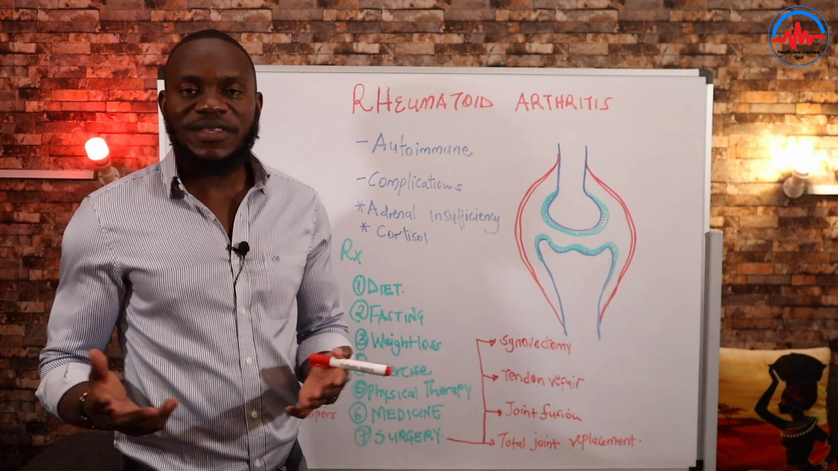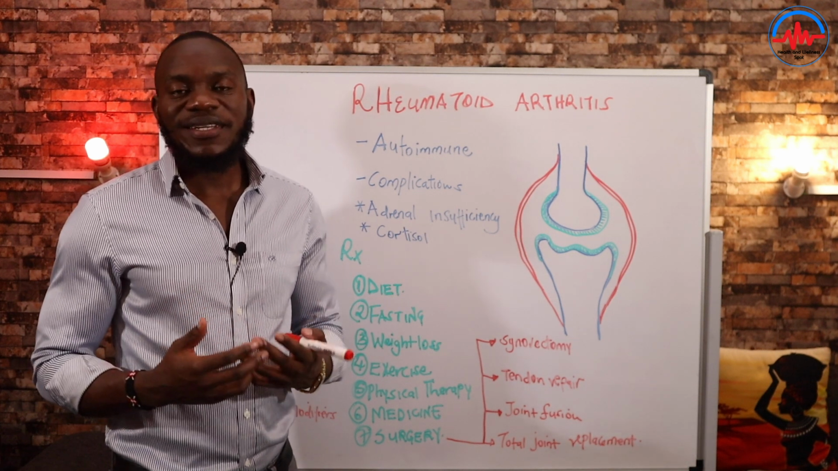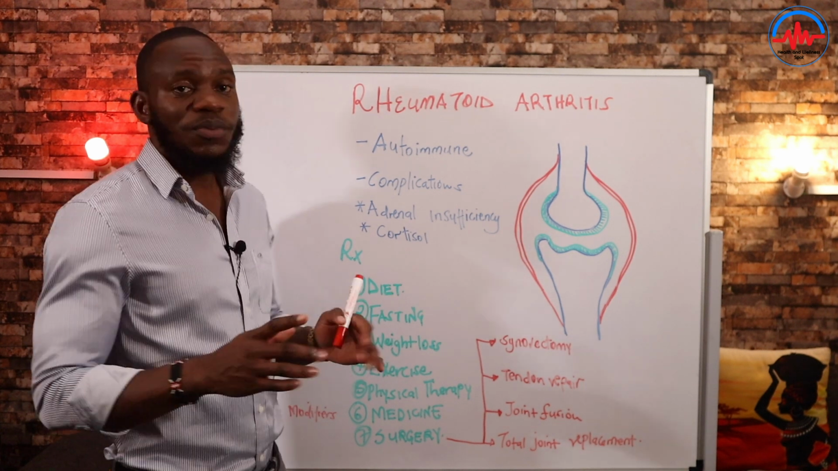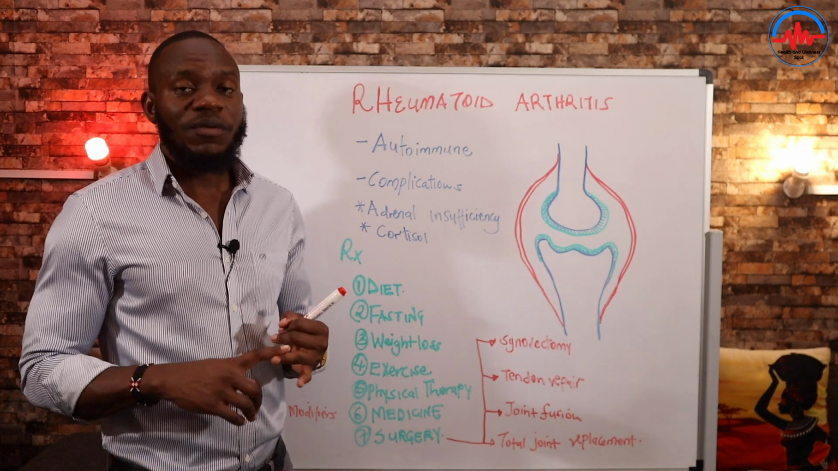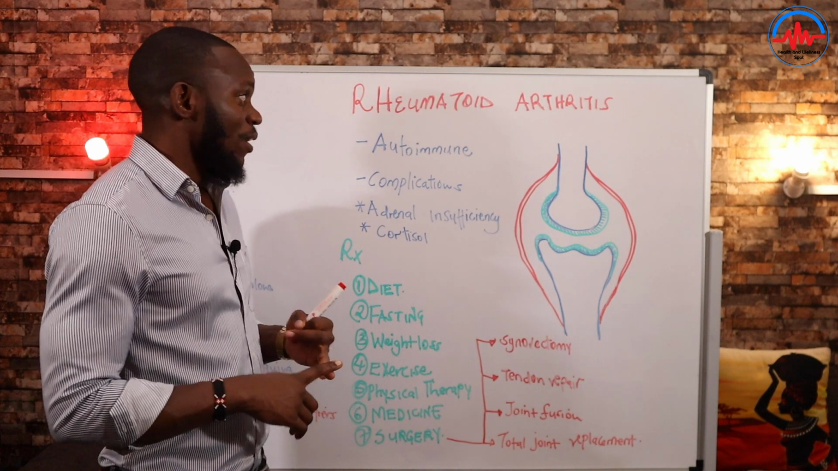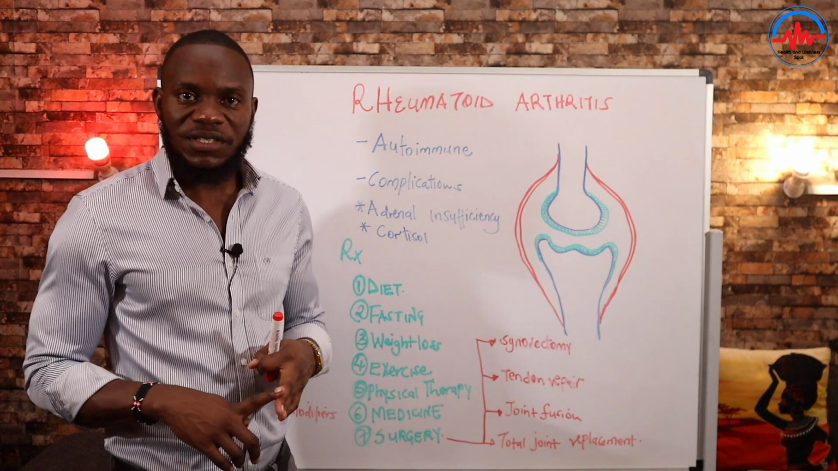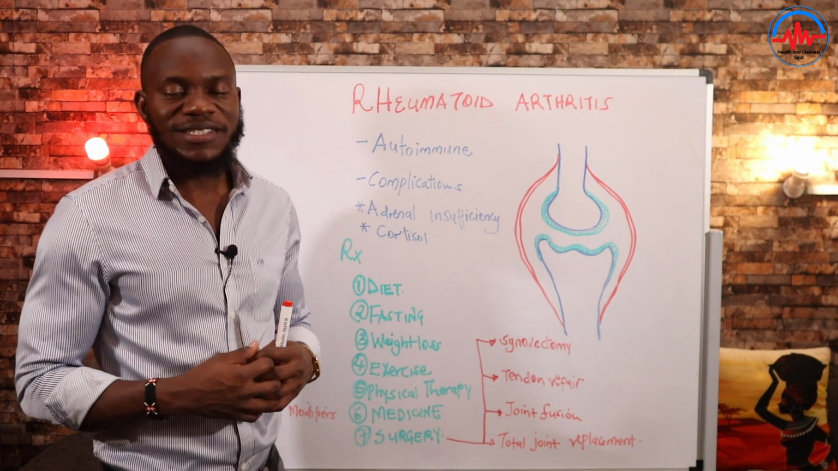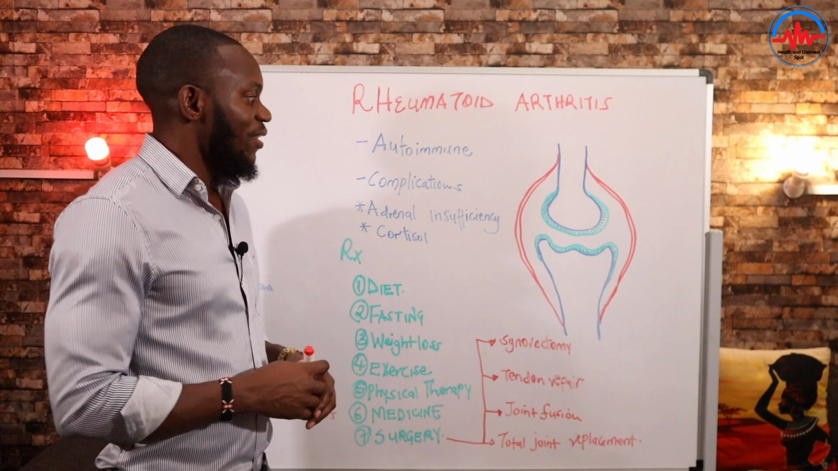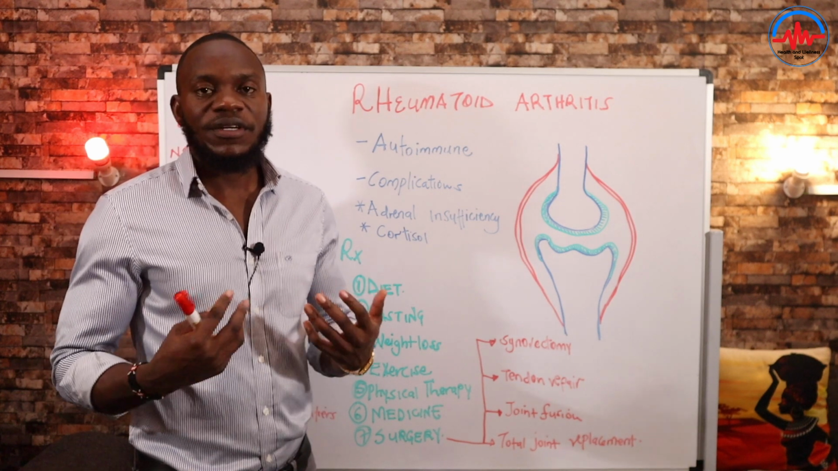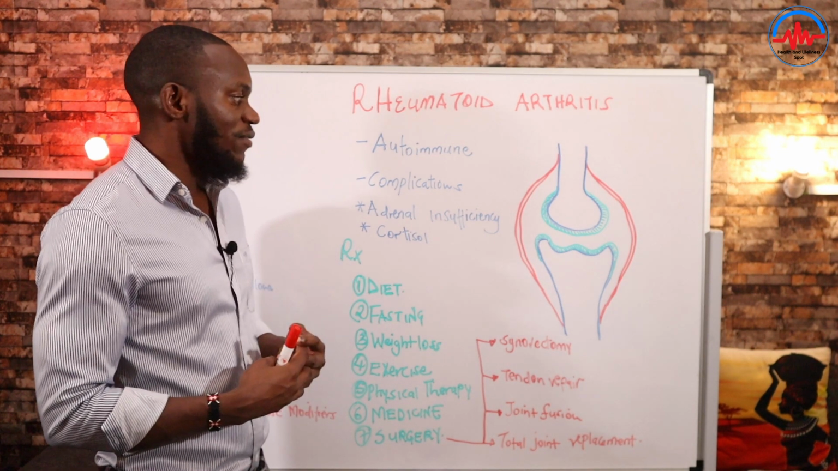Now, what is rheumatoid arthritis? Rheumatoid arthritis is a disease that basically affects most people who have a lot of weight, people who have a messed up diet, people who have adrenal insufficiency, and people who have a lot of cortisol in their system as a result of the stress they experience in their everyday life activities.